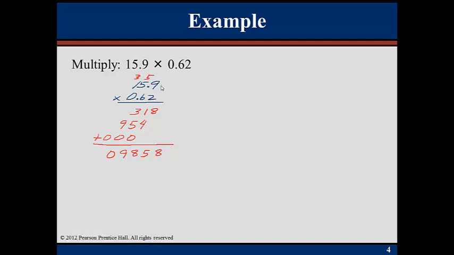Now, in the factors, or in the problem, there's one decimal place here, and there are 2 for the bottom number. So 1 plus 2 is 3. So we need 3 decimal places. So 1, 2, 3. So this answer is going to become 9.858. You can ignore the 0 in front of the 9. So again, there are a total of 3 decimal places in the problem. Therefore, in your answer, you must also have 3 decimal places.